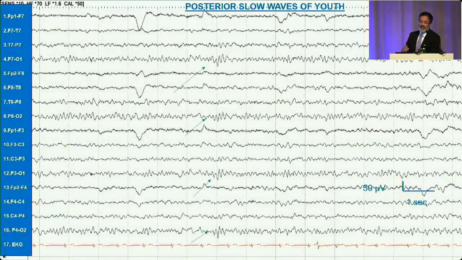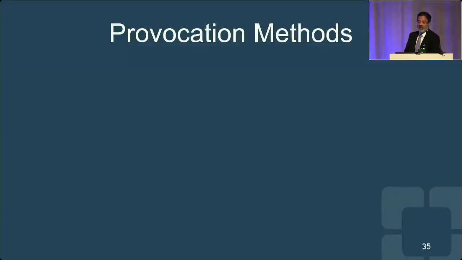Here's that example of posterior slow waves of youth we were talking about before. This is a slow wave that is overriding the alpha frequency. It shares a lot of the same characteristics as alpha. It will attenuate with eye opening. It's usually seen in patients less than 21 years of age. It should not be classified as an abnormal slowing.